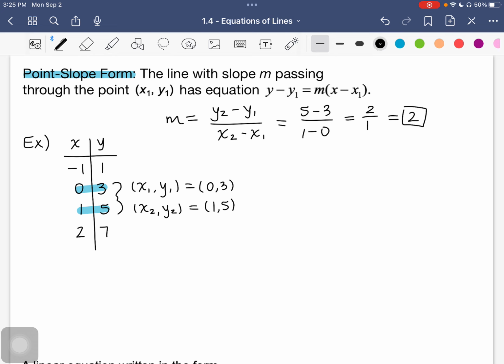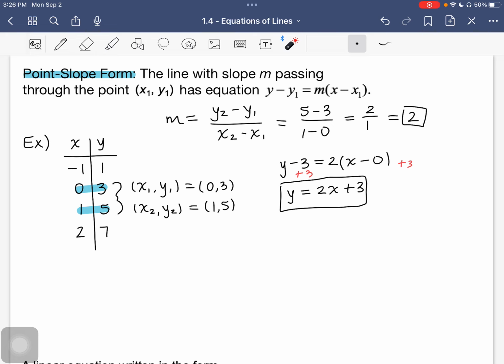Now what we want to do is find the point-slope form of our line. So we'll start with this equation here and we'll plug in our known values. So we have y minus y1, so y minus 3, is going to equal m, and we know that m is our slope, and that's 2. So 2 times x minus x1, and our x1 is 0. Okay, so then just solving for y, we'll add 3 on both sides. So we get y is equal to 2x plus 3. And this is the equation for the line, just given these points that are found on the line.